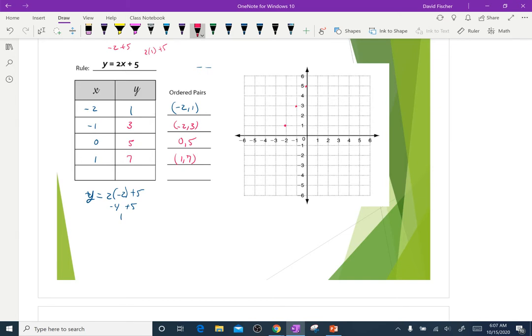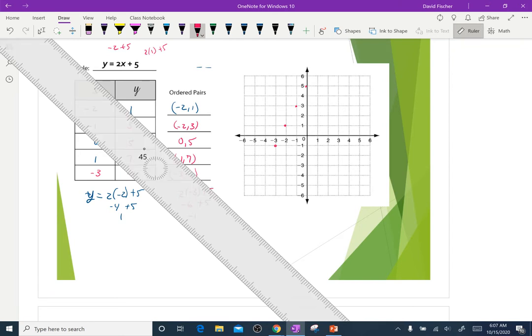It looks like my graph is heading down this way. So I'm going to put in a -3. And let's try 2 times -3 plus 5. I get -6 plus 5, which is a -1. So I put in a -3, got out a -1. So -3, -1. Now I know it should be a straight line, and this is my first time using the tools. Let's see if I can figure out how to draw a straight line.